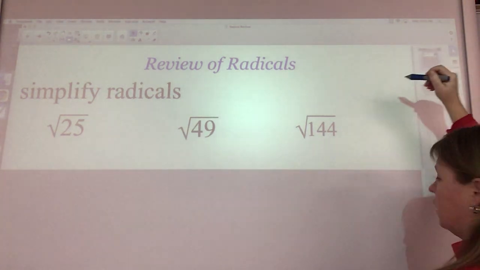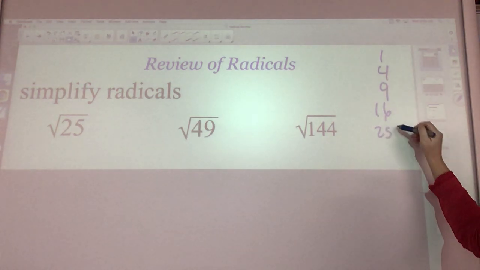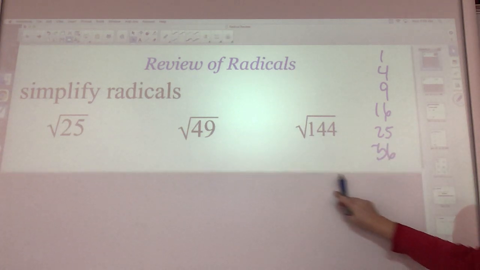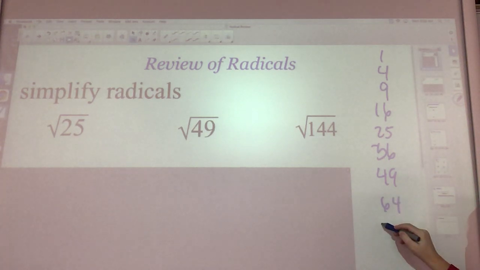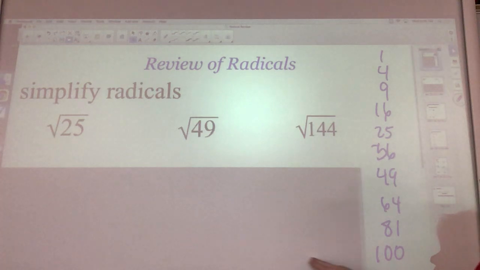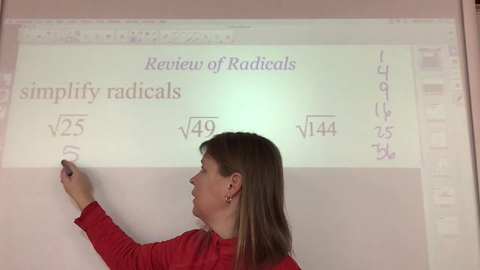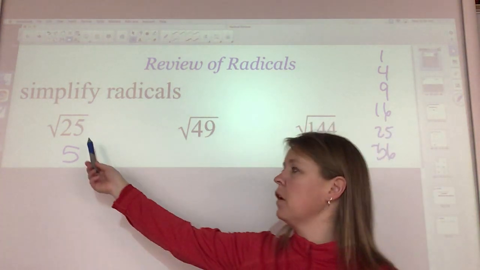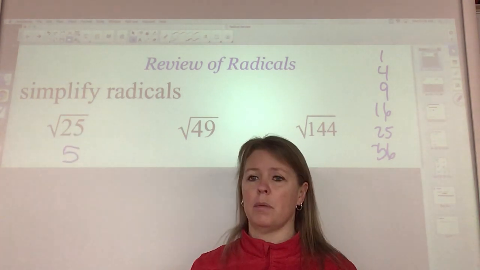Namely, 1 times 1 is 1, 2 times 2 is 4, 3 times 3 is 9, 16, 25, 36, missed one, 49, 64. You could go all the way down as far as you wanted. We've got 81, 100, 121, 144. If you know your perfect squares, the square root of 25 is 5. If you don't know it very high, always check with your calculator before you try to simplify and find out if that is a perfect square.